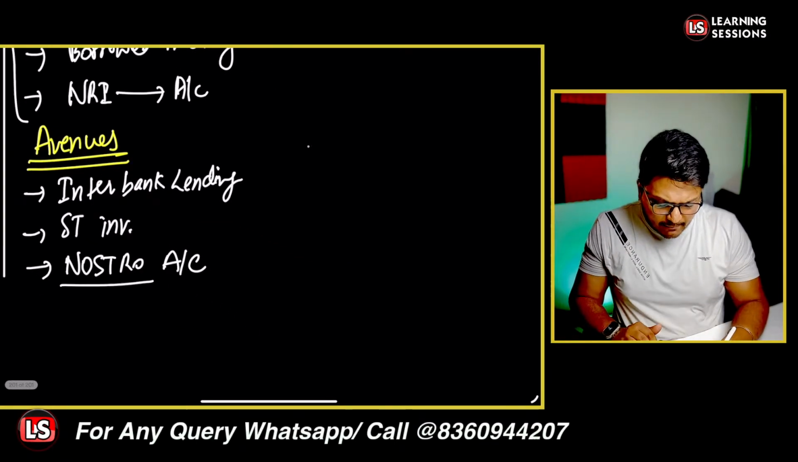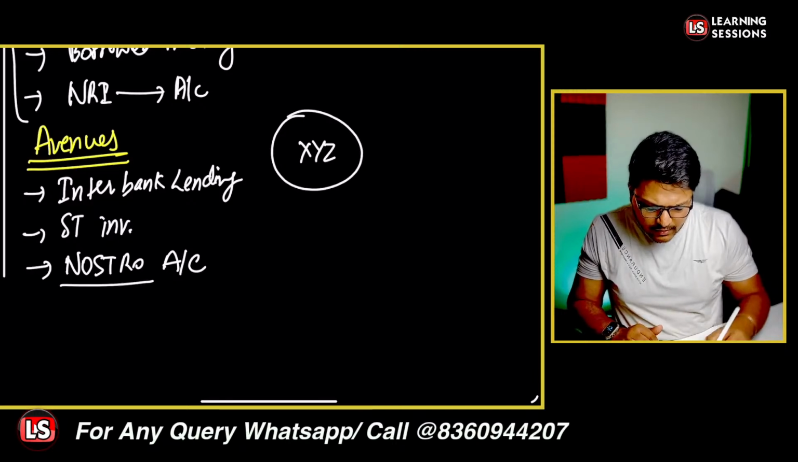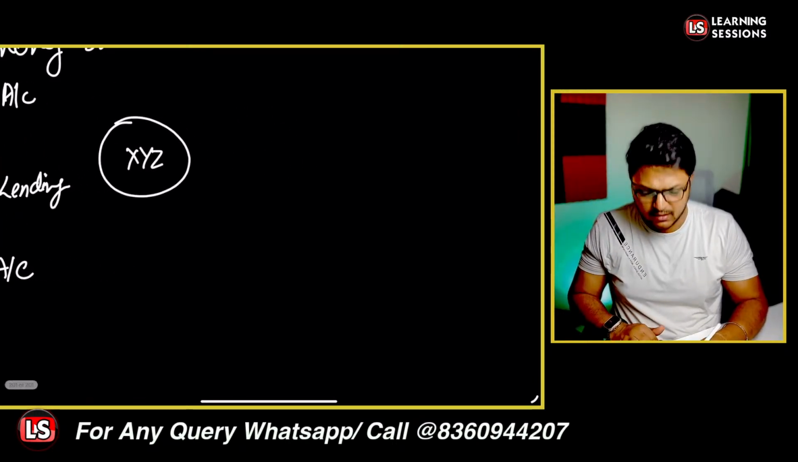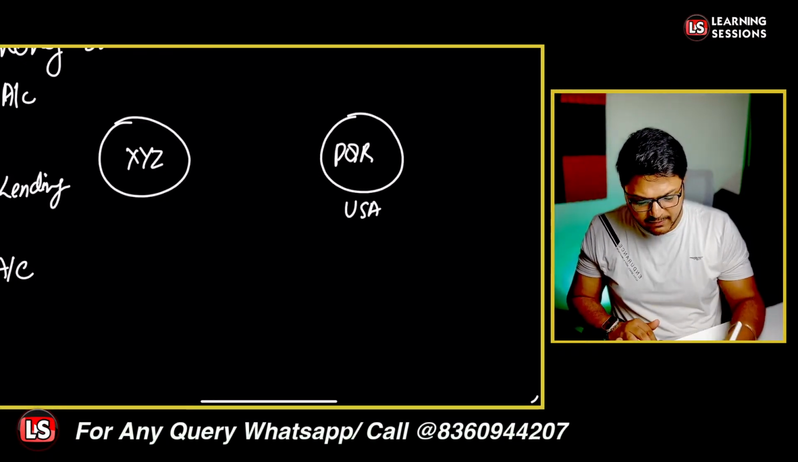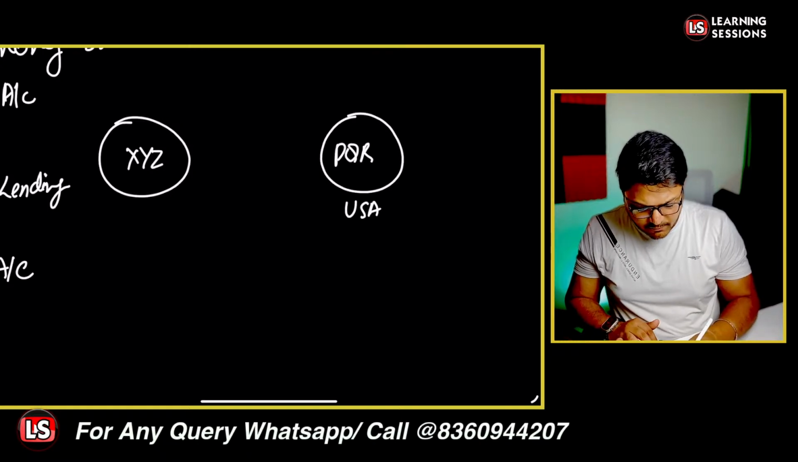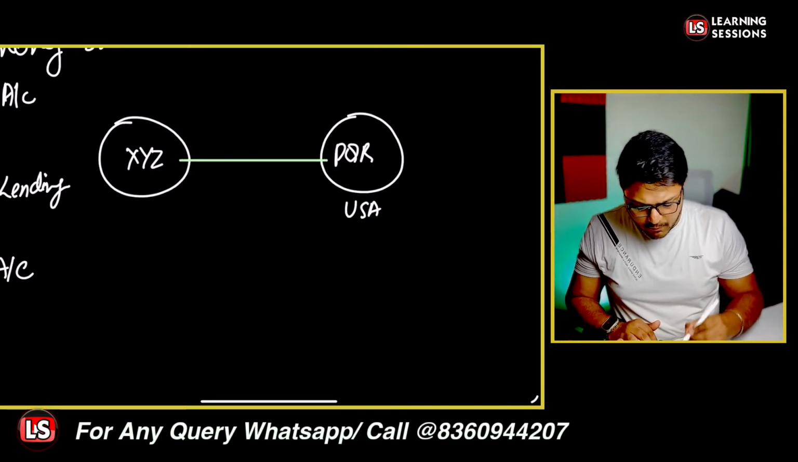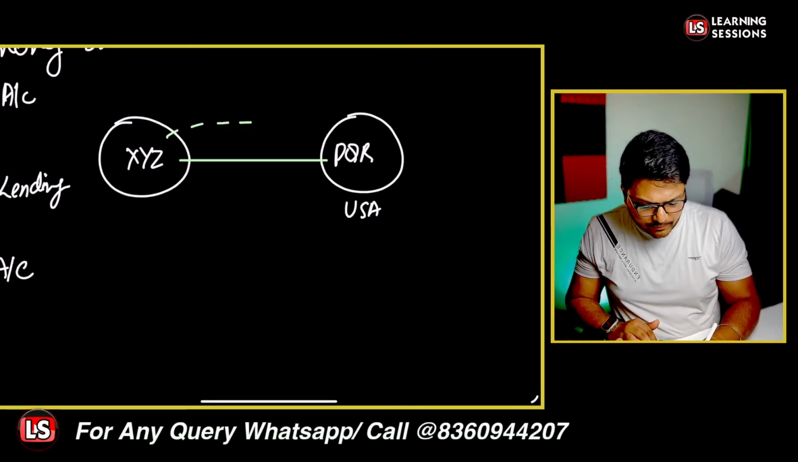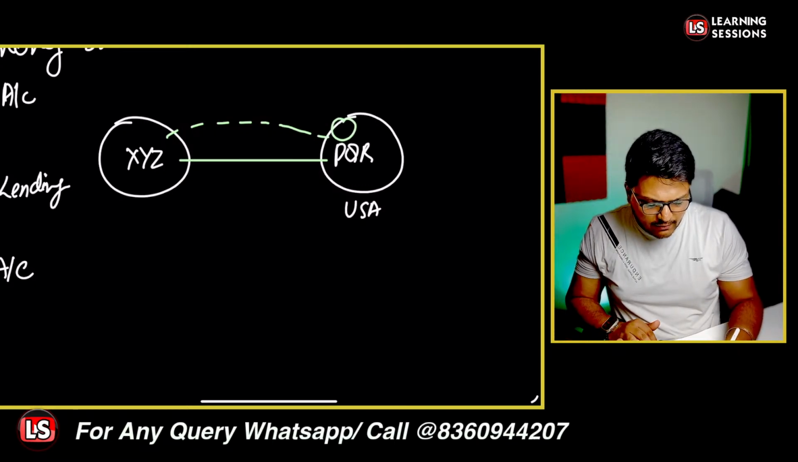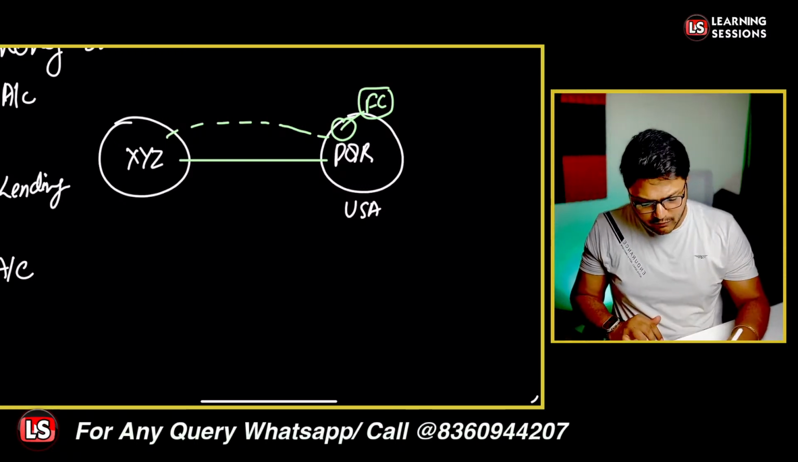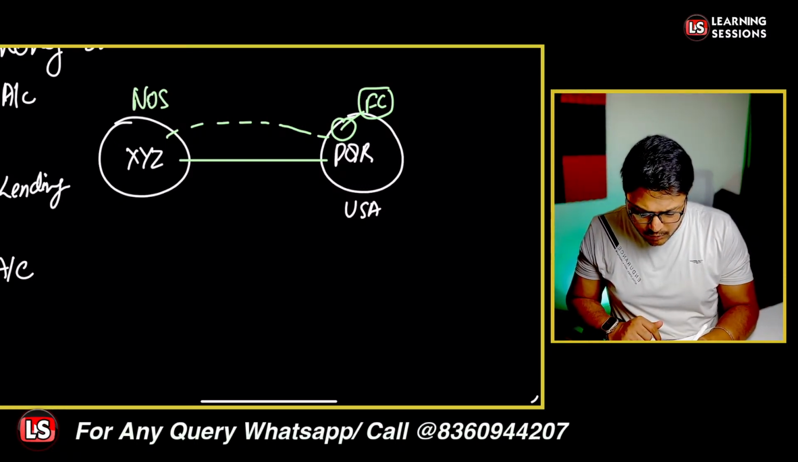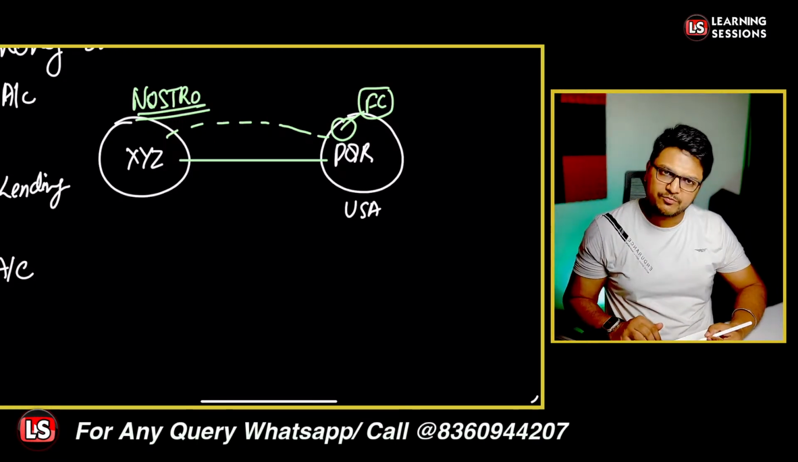Let's take the case: bank XYZ is over here, which is an Indian bank. And further here we have a bank in the USA, which is PQR bank, which is a correspondent bank of the XYZ bank. Now, XYZ Bank opened an account with PQR bank in foreign currency. That particular bank account will be the Nostro account for the XYZ bank. Is that clear? So that is a Nostro account.